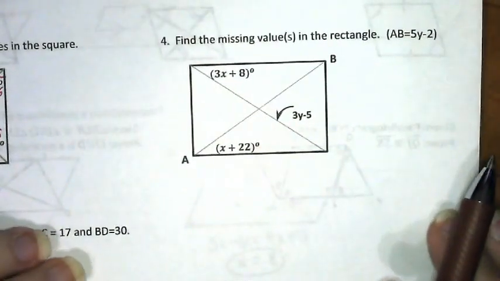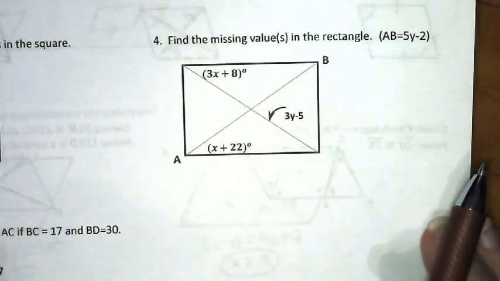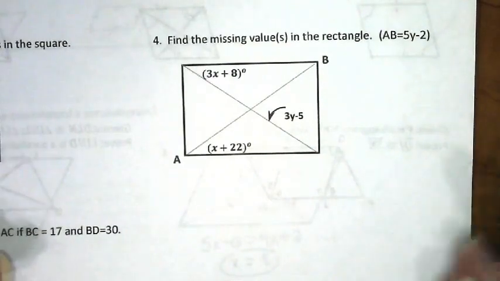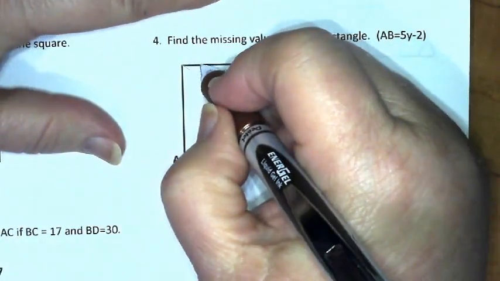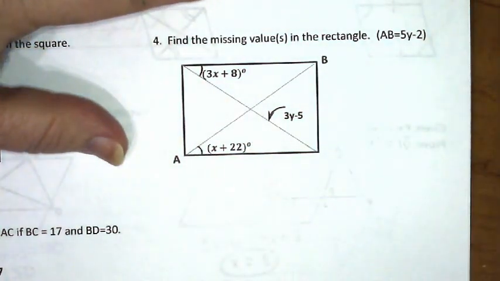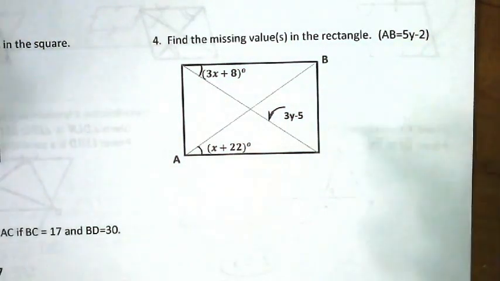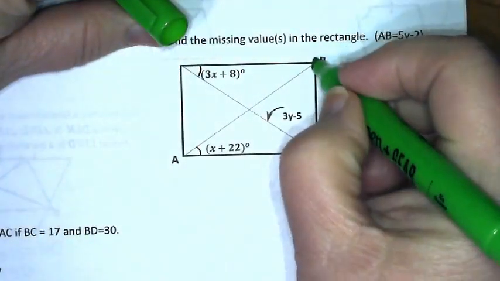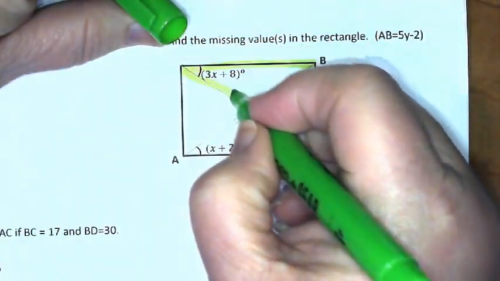All right, another rectangle. So let's look at our picture here. What do I know about this angle up here and this angle down here? Let's take a look at what we know. I've got my parallel lines right here.